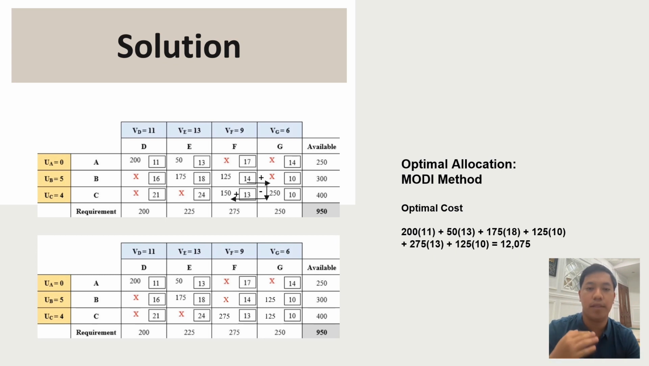So by using the MODI method, we need to add 125 from cell BF to cells BG and CF, and minus 125 from cell CG. So the new value for cell BF is 0, BG is 125, CF is 275 and CG is 125. To find the optimal cost, we still use the same process, which is to multiply the demand value from each cell with the unit transportation cost and add it up together. So finally, we get the optimal cost, which is 12,075.